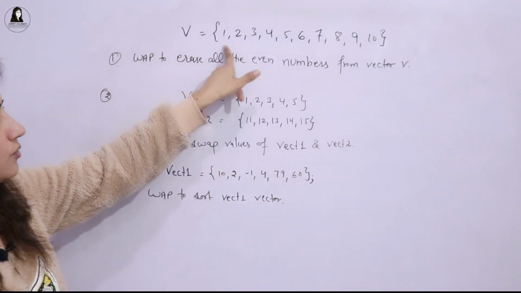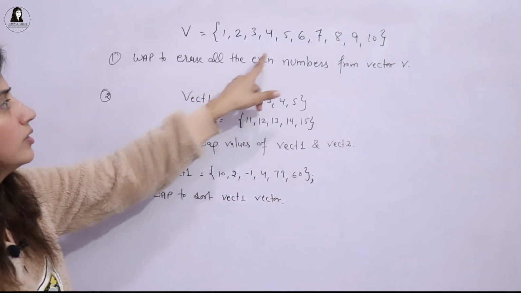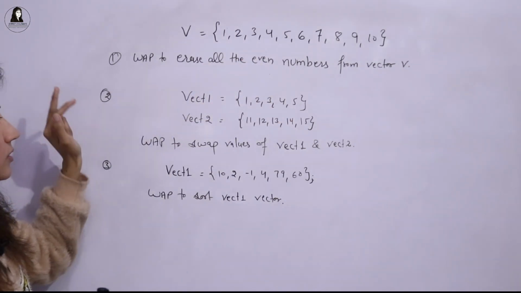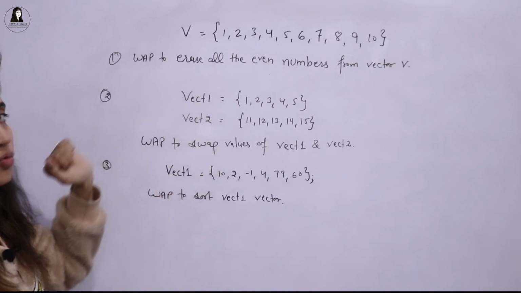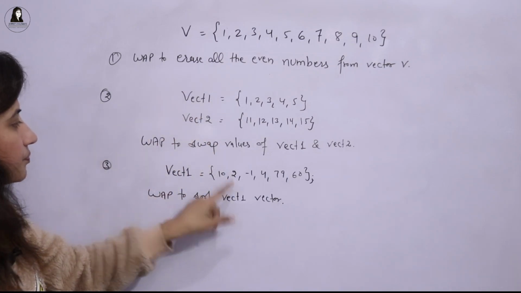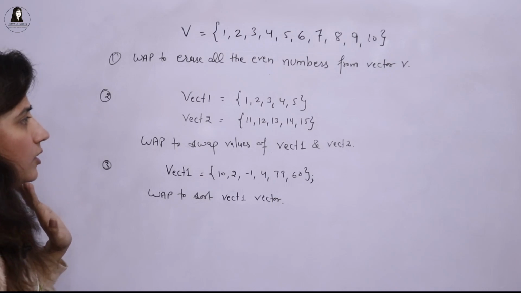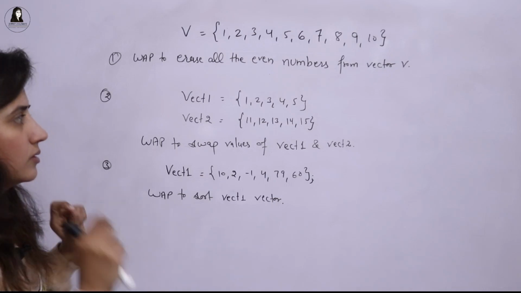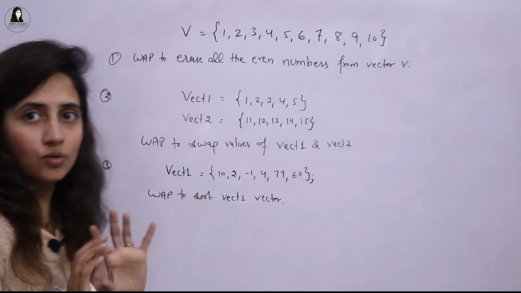First, this is a vector from 1 to 10 and you have to erase all the even numbers from this vector. In the next question, we have two vectors and you have to swap the values of these two vectors. Next, this is a vector and you have to sort this vector. So take a screenshot of these three questions, pause the video and try this out right now.